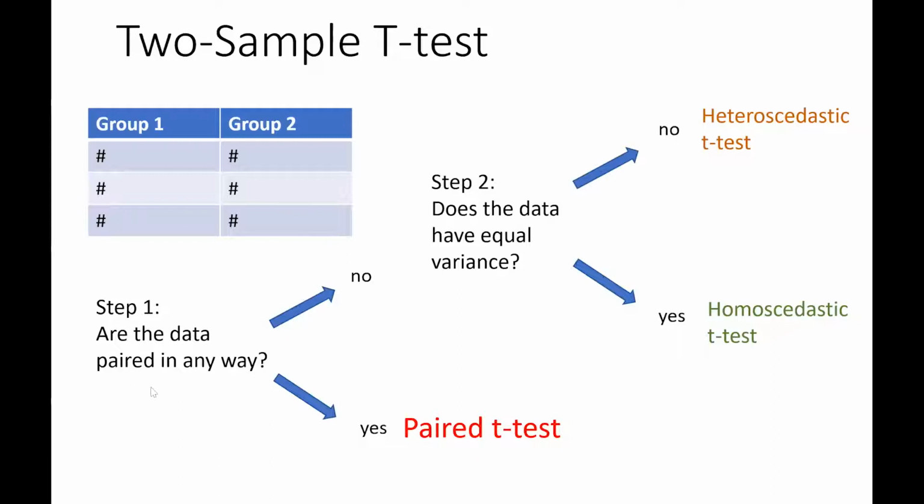When you're doing these tests, there's a couple of questions you want to ask yourself. Step 1, are the data paired in any way? If they are, you're just going to do a paired t-test, and that's kind of where it ends. If the answer is no, you have to check if your data has equal variance. If it does, you're going to do a homoscedastic t-test. If it doesn't, you're going to do a heteroscedastic t-test.